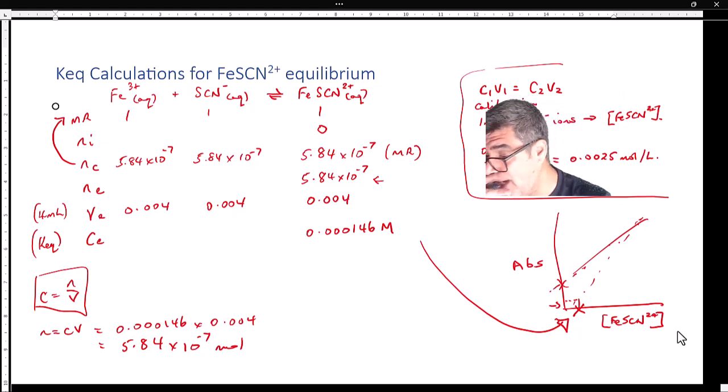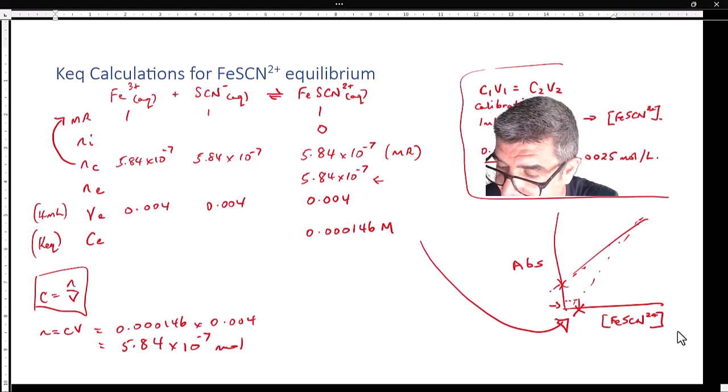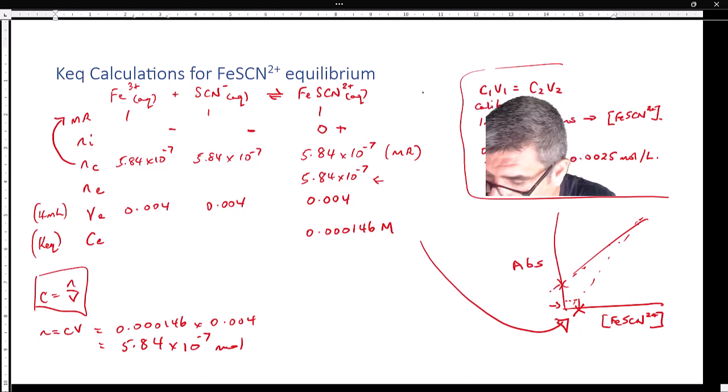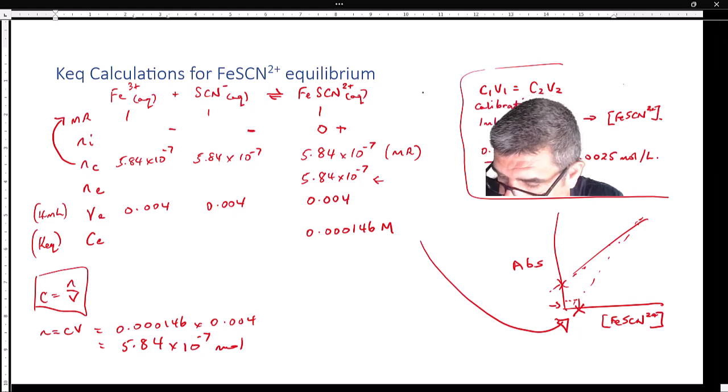So the problem that I have now is that whilst I add to 0, the change for the product, I'm going to have to subtract the change from the initial number of moles. So now I need to work out the initial number of moles of each of my original solutions. So in order to do that, I'm going to have a look at each of these initially.